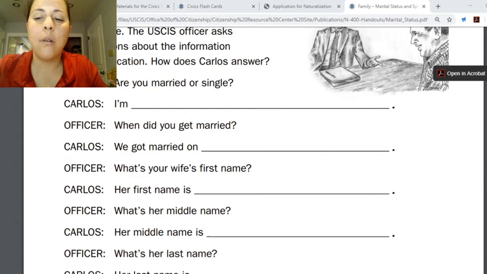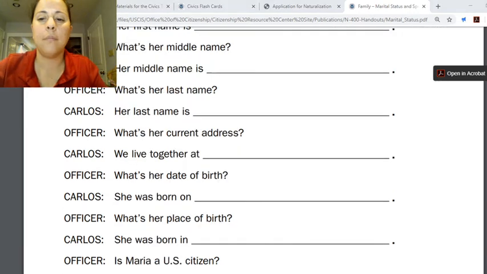What's your spouse's middle name? Her middle name or his middle name is. What's your spouse's last name? Her last name is, or his last name is, sorry.